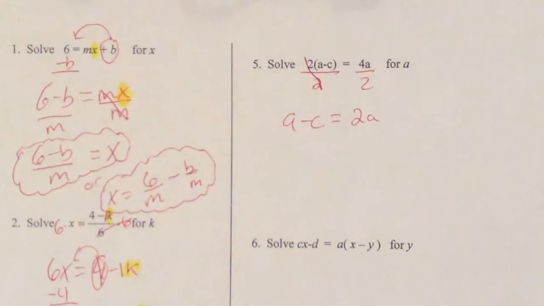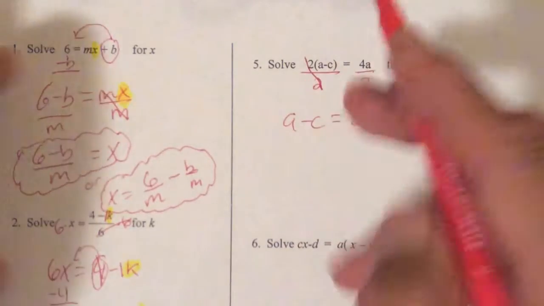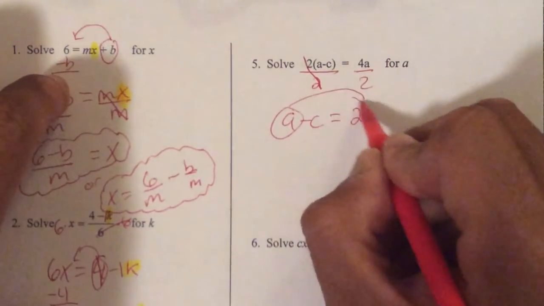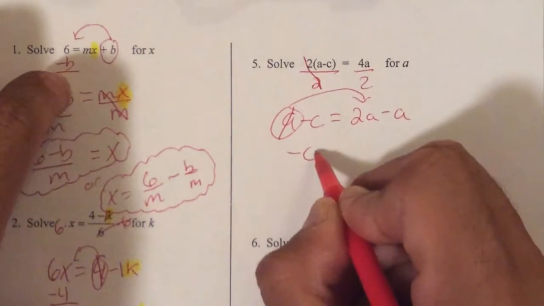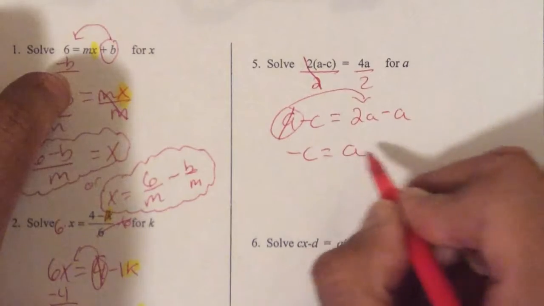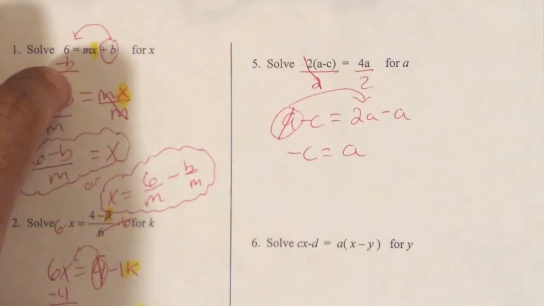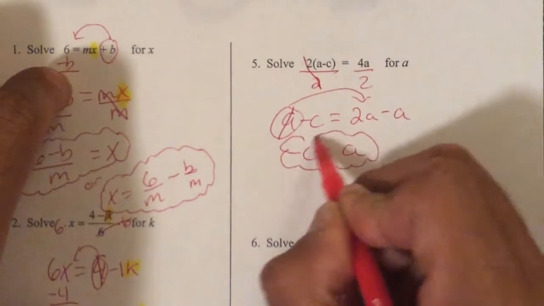Now you have to make a choice. Which a do you want to move over? Do you want to move this a over here or that a over there? So the easiest thing to do is move this a, and it becomes a minus a. So I'm left with negative c equals 2a minus a is just a, or 1a. And you are done, because that's your result, because you were solving for a.